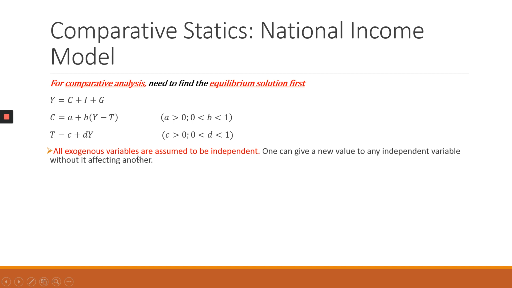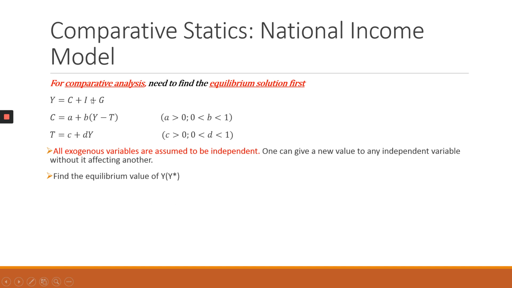And the biggest assumption that we are making is that the exogenous variables are independent. So when you change one of the exogenous variables, it will not affect any of the other exogenous variables. It can only affect the endogenous variable, right? So using substitution and elimination, we are able to find the equilibrium value for Y. In this case, that will be your Y star.